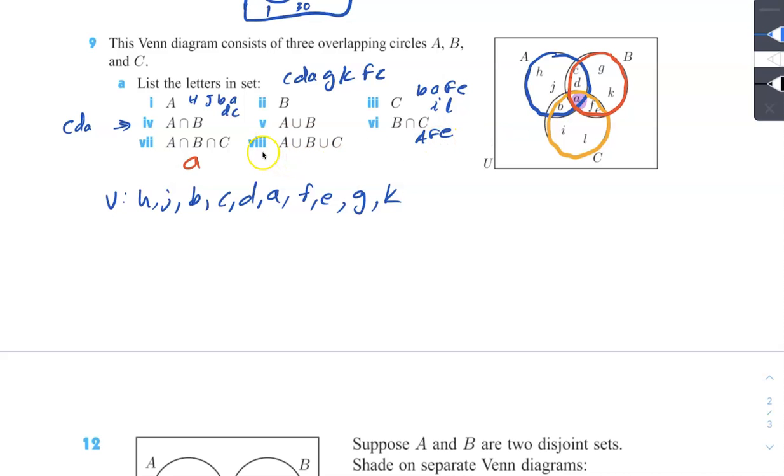Now when you go to 8, I want the union of all that. Remember, union means either it's in A, or it's in B, or it's in C. It's in any of those. So that's actually all the circles. That's all the letters. It could be any, because there's nothing on the outside here. So it's H, J, B, C, D, A, G, K, F, E, I, and L. It's everything in all the circles. That's what the union stands for.